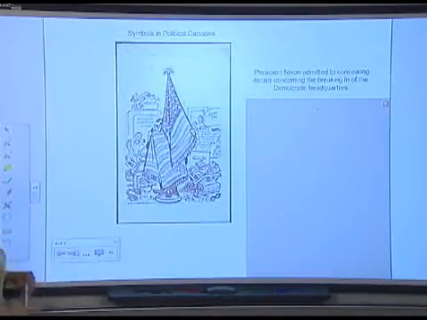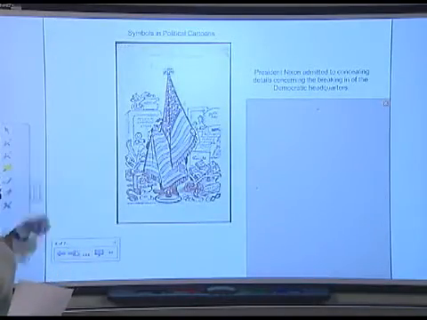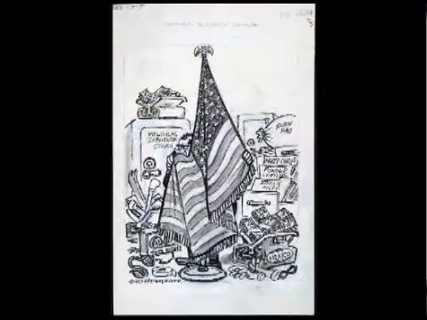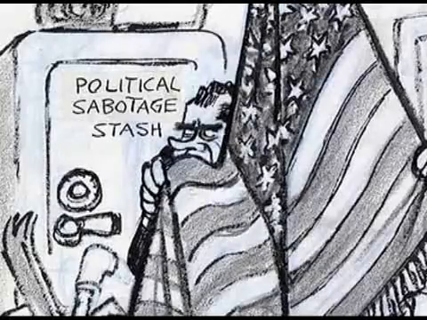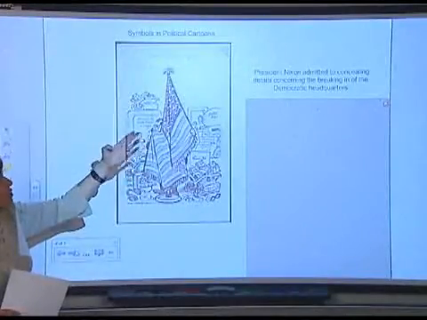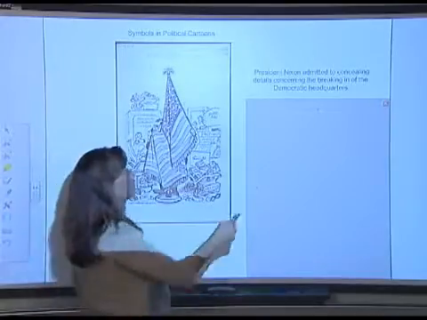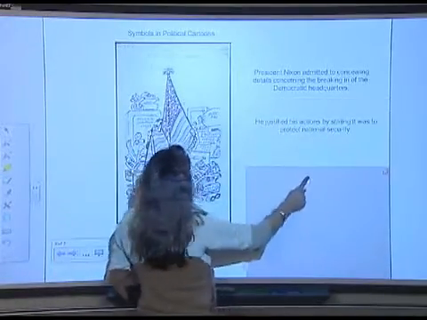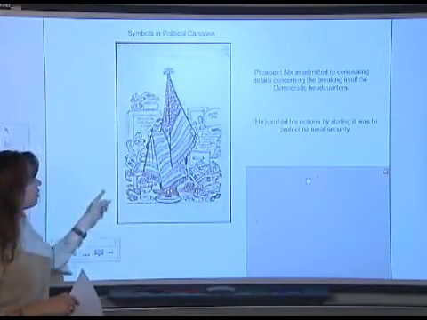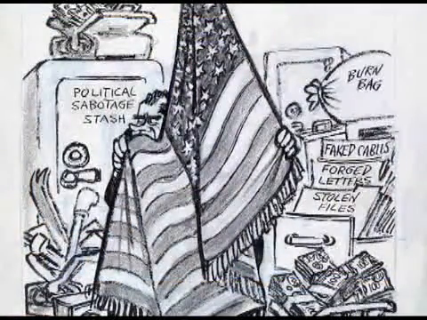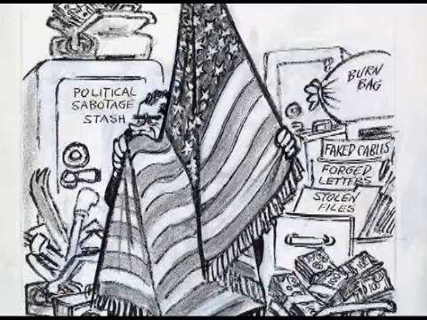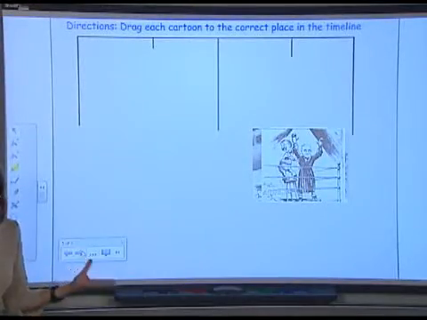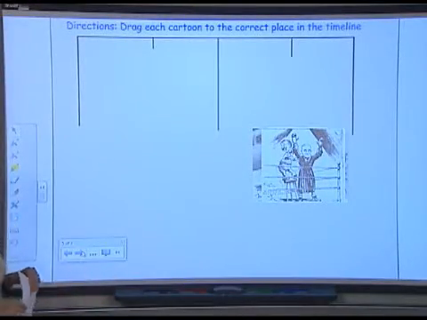Let's move on. Our next one is symbols in political cartoons. This one, as you can see, has Richard Nixon hiding behind the national flag. Nixon admitted to concealing details concerning the break-in of the Democratic headquarters. The symbolism in this political cartoon is the use of the flag as a security blanket during this time. Teachers can do a variety of activities with political cartoons.